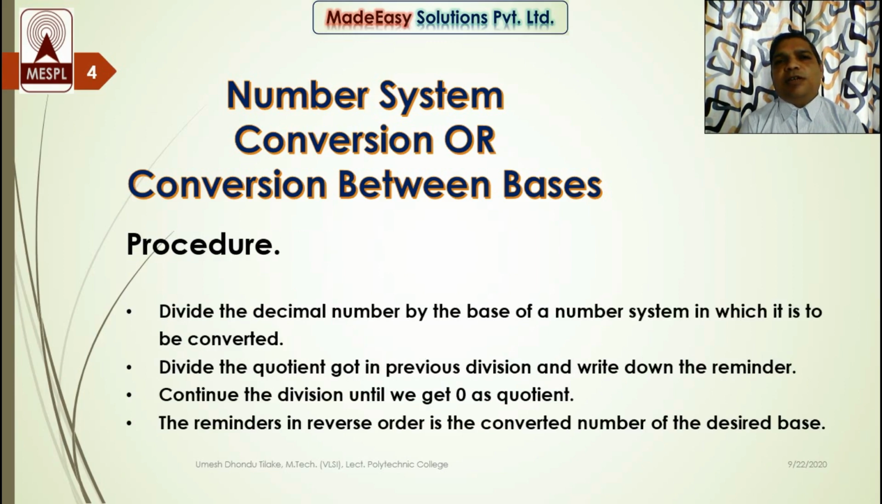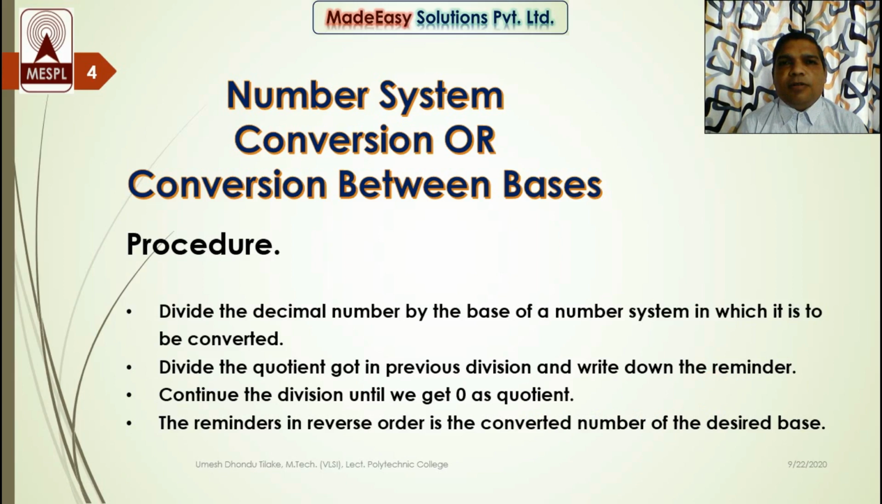In this conversion also we have to follow a certain procedure. Divide the decimal number by the base of the number system in which it is to be converted. Then divide the quotient obtained in the previous division and write down the remainder. Continue the division until we get 0 as a quotient. The remainders in reverse order give the converted number in the desired base.